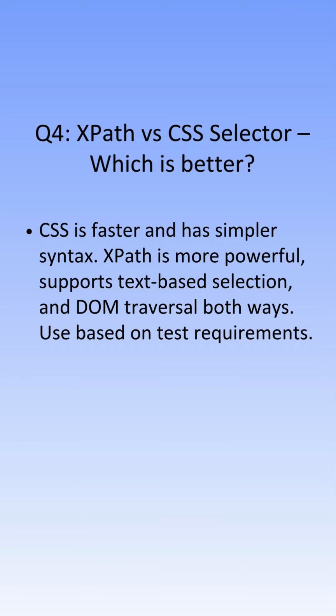4. Text-based selection. Only XPath allows you to locate elements based on their text content. For example, //button[text()='Login']. This is not possible using CSS selectors.